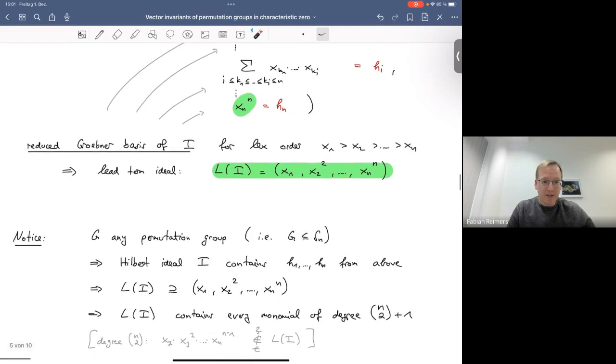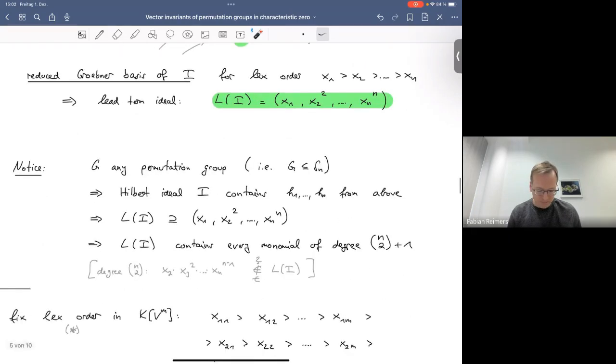And especially we see it contains every monomial of degree n choose 2 plus 1, because whenever I have a monomial, if it contains x1, then it is contained in this lead ideal. If it contains x2 squared and so on. So only of degree n choose 2, there might be some monomials like these who are or are not in the lead ideal that we are considering right now. But anyway, we have every monomial of degree n choose 2.